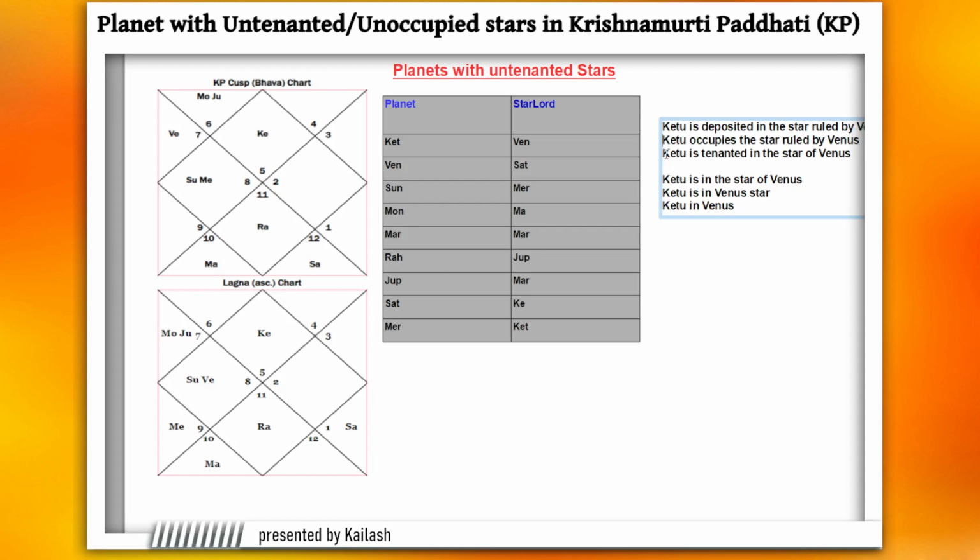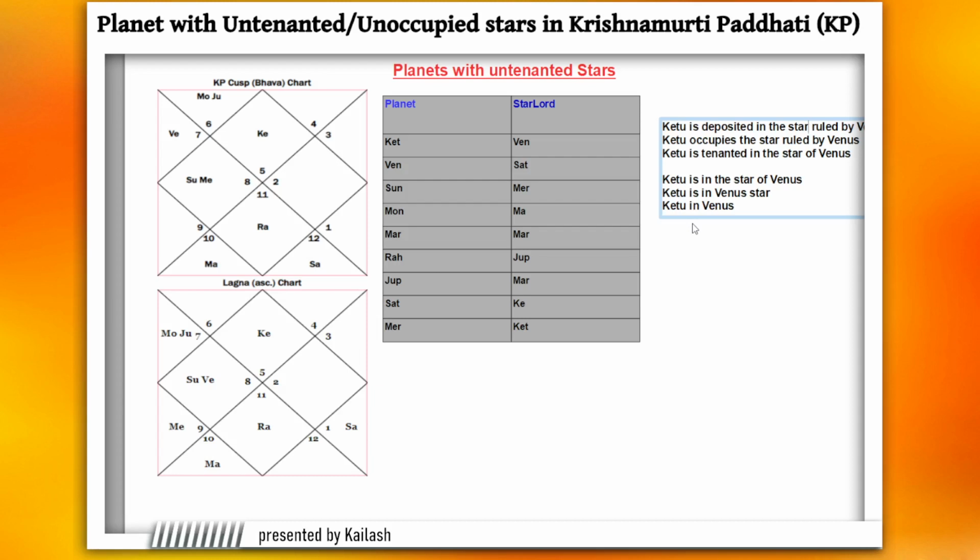Later on, when you have a good handle and you don't want to use very long sentences, you just say Ketu is in the star of Venus, or you say Ketu is in Venus star. And at one point, when you become a little lazy, you just say Ketu in Venus. So all these basically mean the same thing. Ketu is deposited in the star ruled by Venus. All these sentences are various ways of saying the same thing.